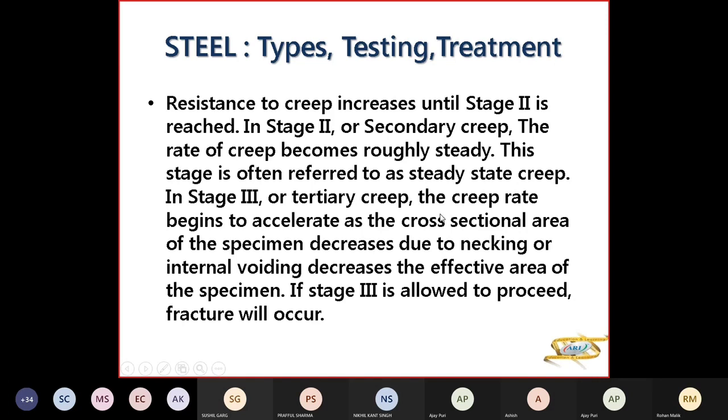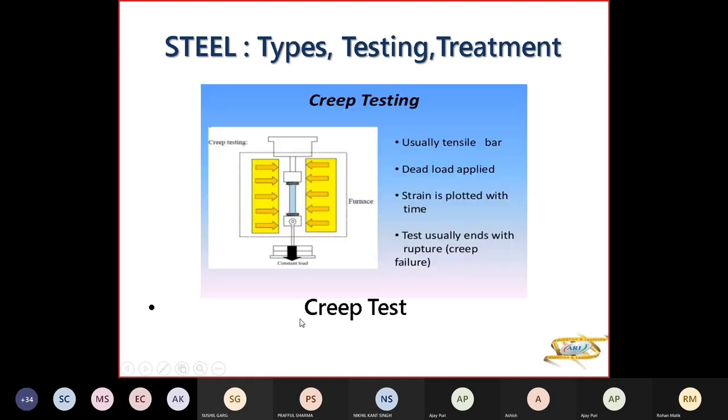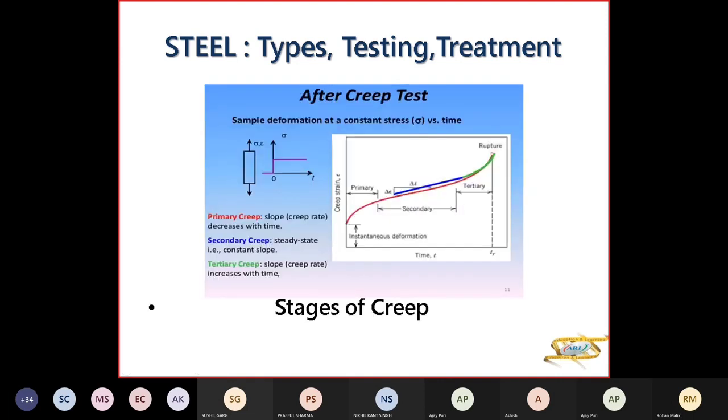There your strain is increasing basis your time. So it's accelerating as the cross-sectional area of the specimen decreases due to necking. And then you will have internal voiding, which decreases the effective area of the specimen. So if your stage 3 is allowed to proceed, then your voids are going to coalesce, and then crack propagation will occur, and the fracture will occur. So this is your creep test and the stages of creep.